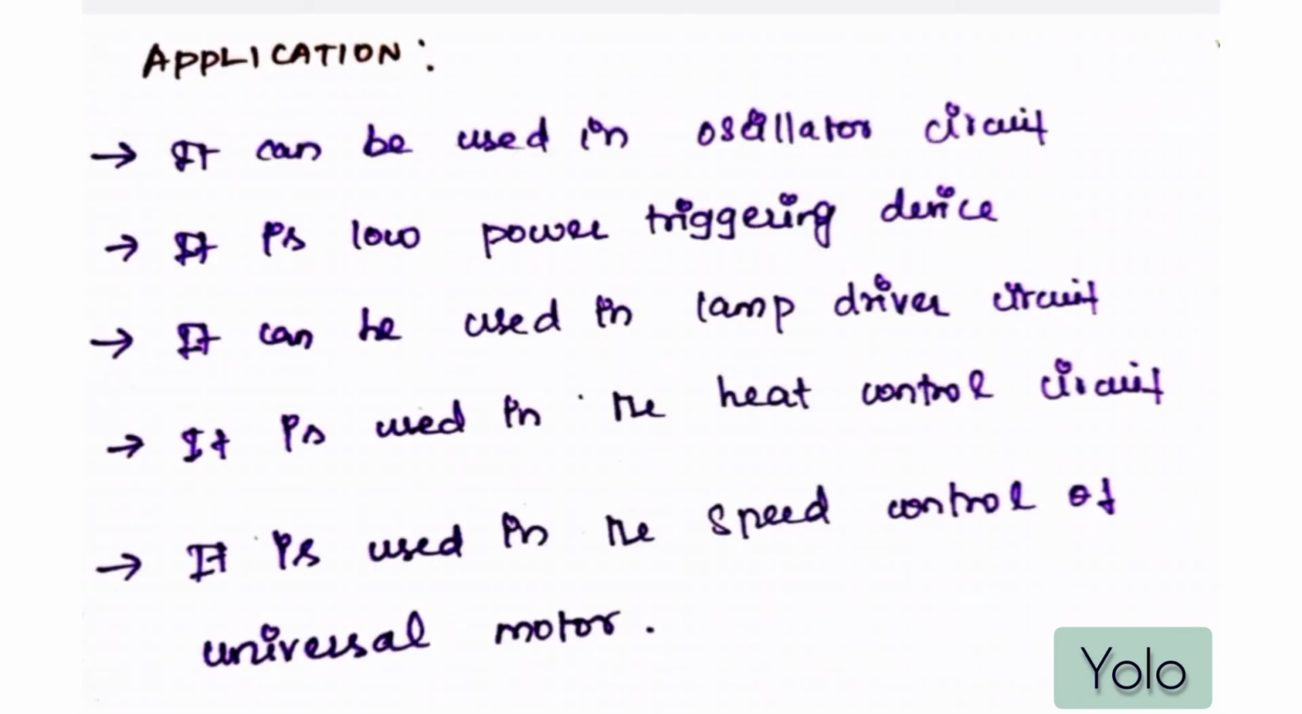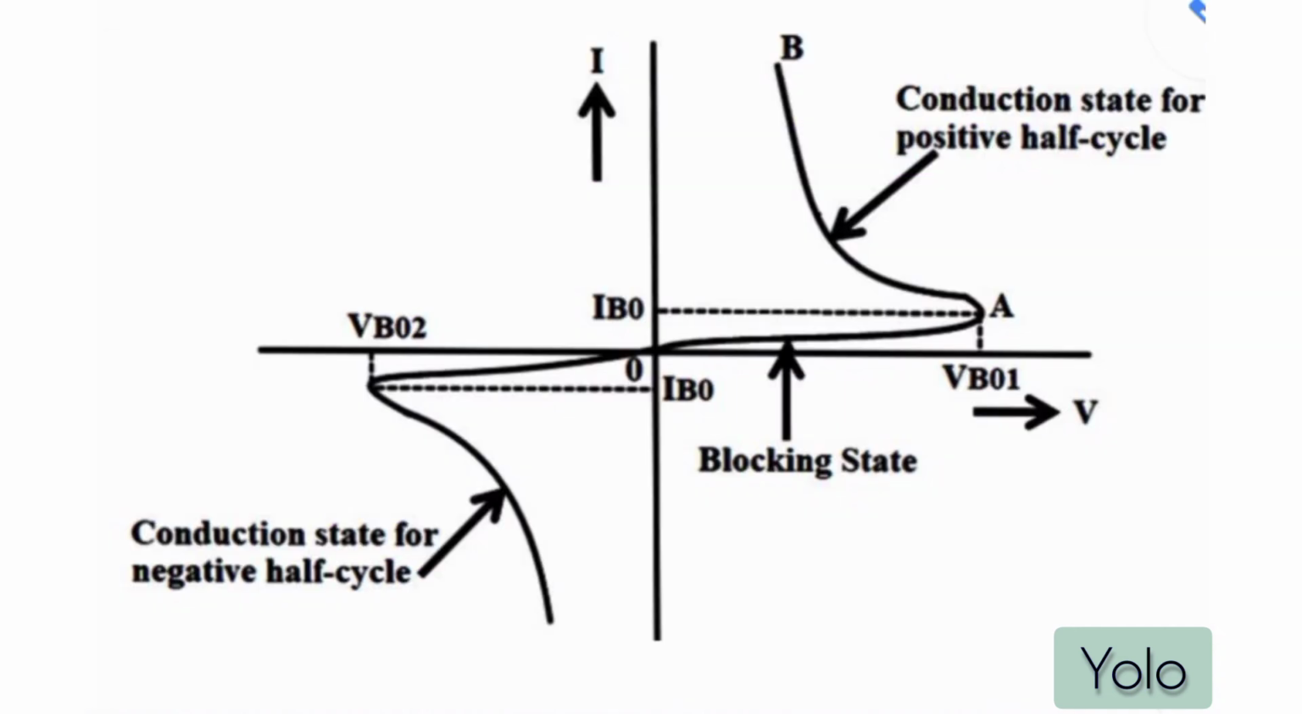Next, applications of DIAC. The DIAC is mostly used along with triac circuits. The DIAC is used for triggering triacs or other kinds of thyristors. The DIAC is used as a trigger device in various applications such as phase control circuits, motor speed control, light dimmer and heat control. These are all the applications where we use DIAC.